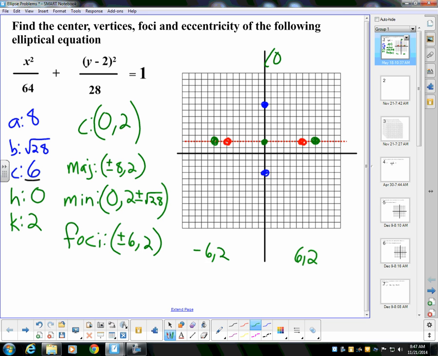Okay. And then the last thing we need to do is find the eccentricity. When we find the eccentricity, that's simply the C coefficient over the A coefficient. If I take C is 6, A is 8, and that reduces down to 3/4, or if you want to turn it into a decimal, that's fine too. The eccentricity is nothing more than just a measure of how round your ellipse is going to be. The closer to 1, the more oval and long it's going to be. The closer to 0, the more round it's going to be.